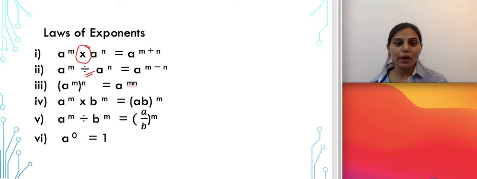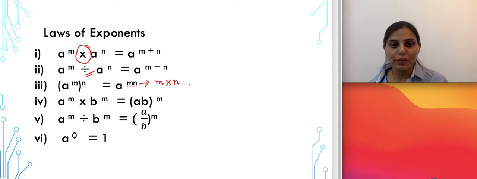Then there is another law: a raised to power m, and outside there is another exponent which is n. So this can be written as a raised to power m multiplied by n. That means m and n can be multiplied. For example, if you have a question 2 raised to power 3 and outside the bracket you have a term 5, this can be written as 2 raised to power 3 multiplied by 5, or this can also be written as 2 raised to power 15.